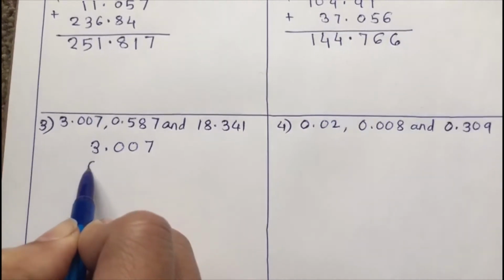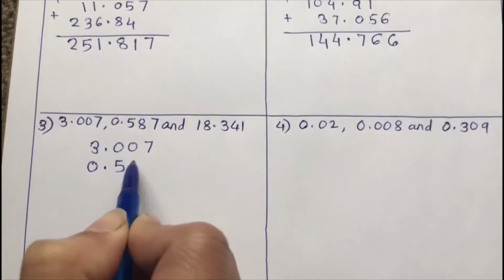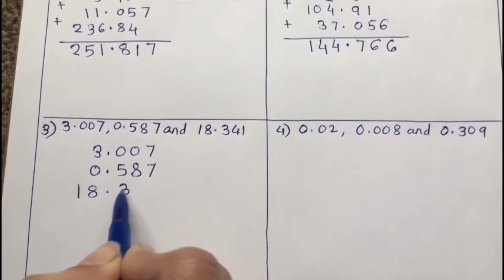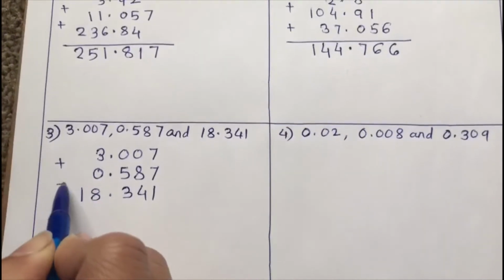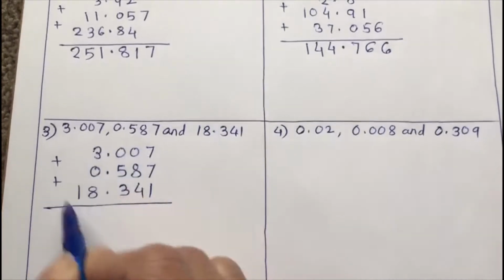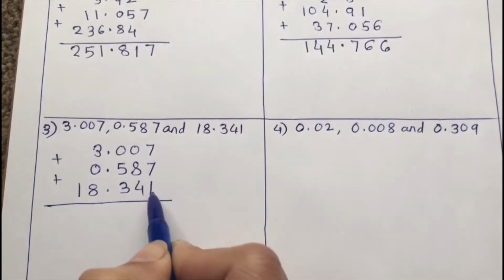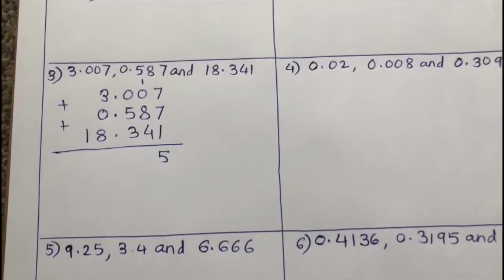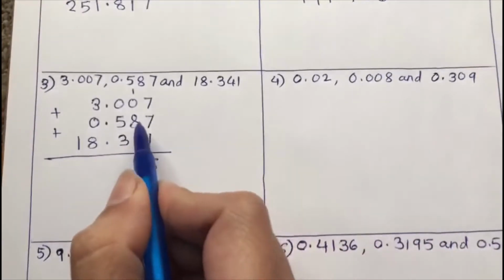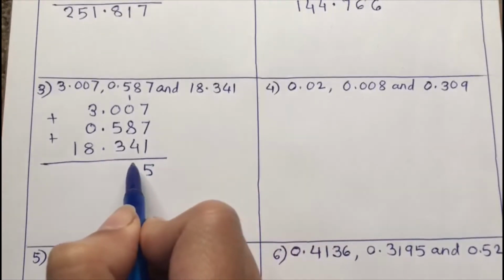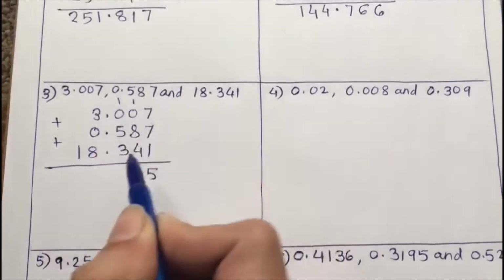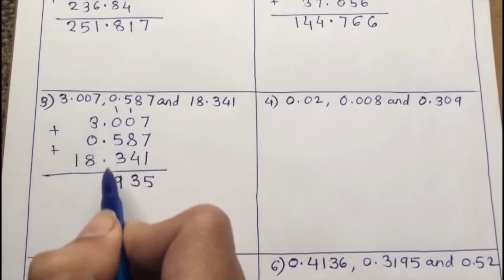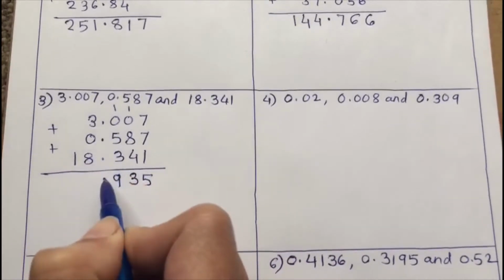Third example, 3.007, 0.587, 18.341. So we will add all these numbers. So 7 plus 7, 14 plus 1 is 15. So 8 plus 4 is 12. 12 plus 1 is 13. So I carry 1 here. 5 plus 3 is 8. 8 plus 1 is 9. I give decimal points below that.